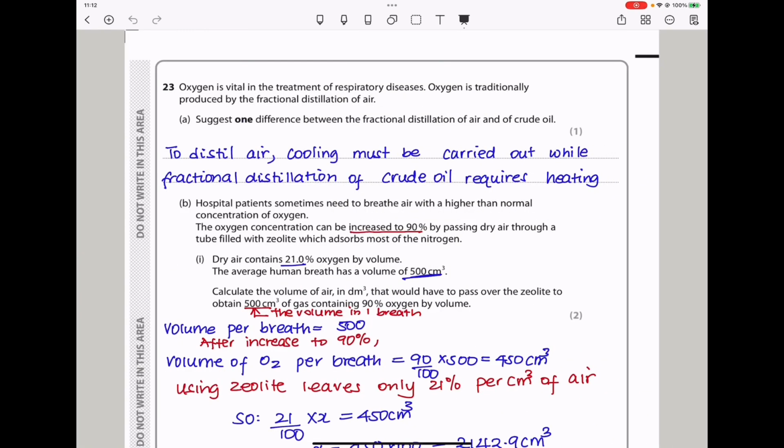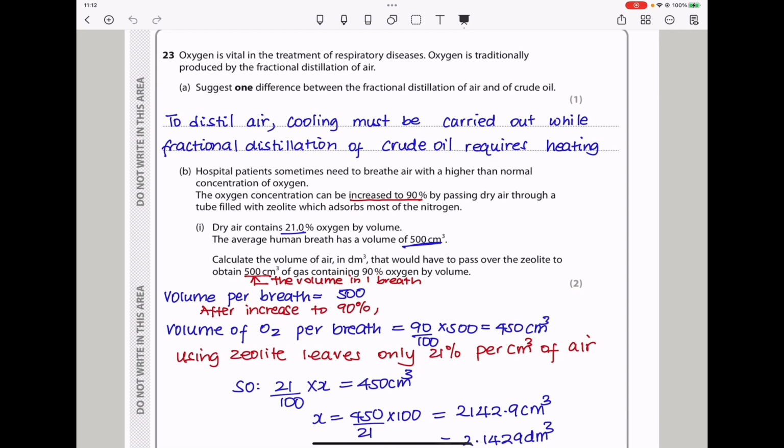Question 23. Oxygen is vital in the treatment of respiratory diseases. Oxygen is traditionally produced by fractional distillation of air. Suggest one difference between the fractional distillation of air and of crude oil. When we carry out fractional distillation of air, we are not going to heat, but we could carry out cooling. So I said, to distill air, cooling must be carried out, while fractional distillation of crude oil requires heating.